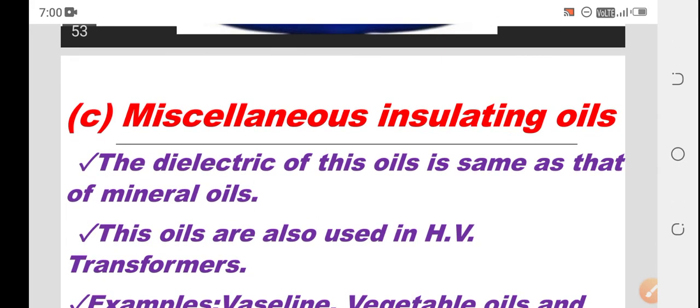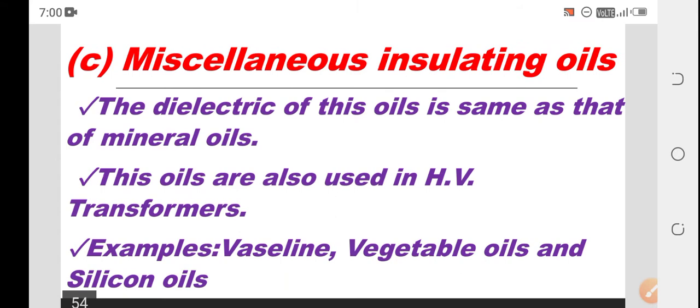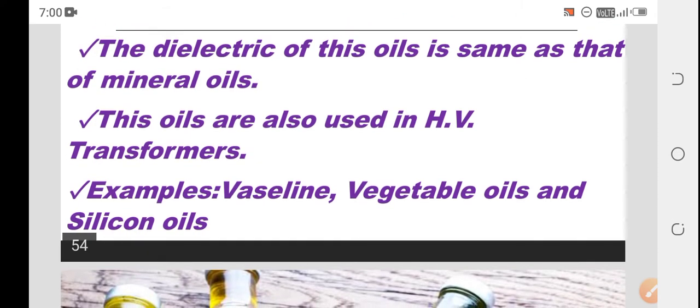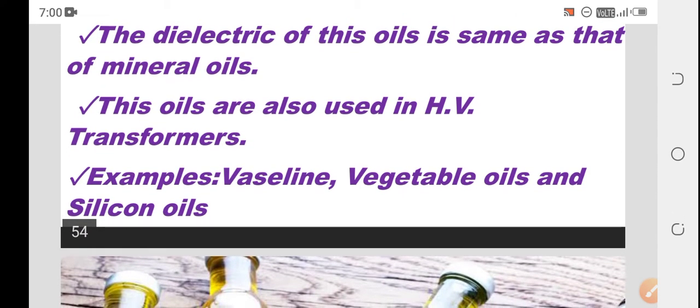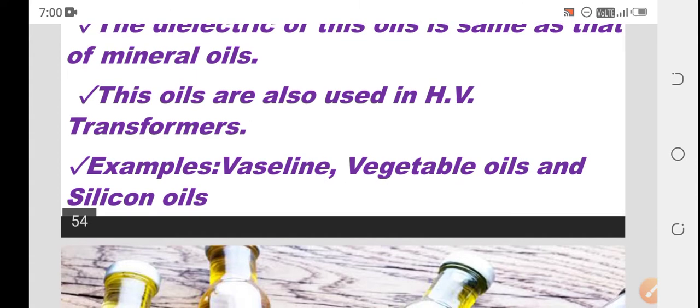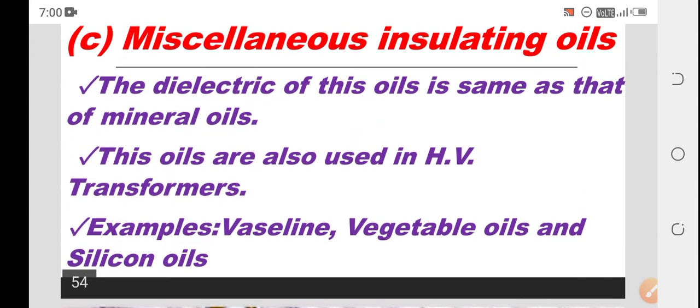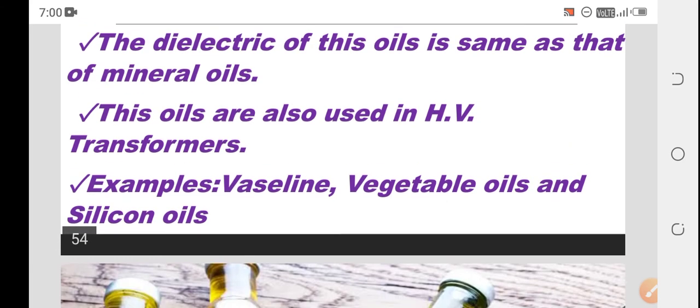And the third one is a miscellaneous insulating oil. The dielectrics of these oils is the same as that of mineral oils. These oils are used in high voltage transformers, for example vaseline, vegetable and silicon. Third one is what? Miscellaneous insulating oil.